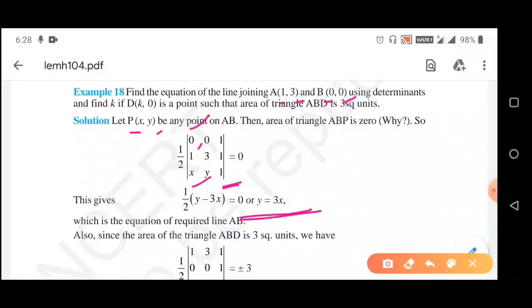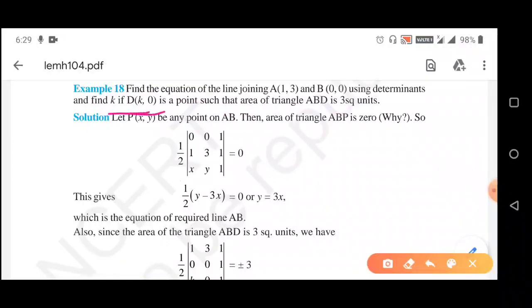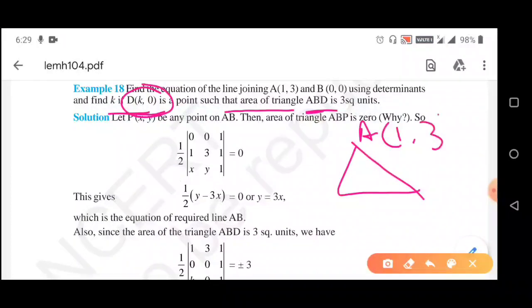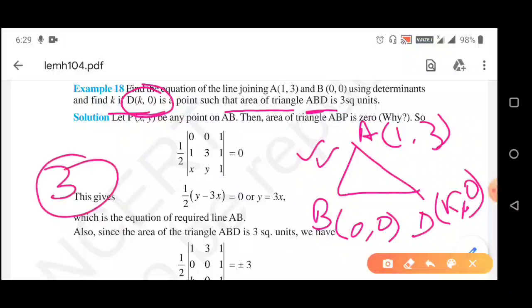Now the next question is find k if D(k, 0) is a point such that the area of triangle ABD is 3 square units. Now one more point is given, point D. So suppose this is the triangle, this is A(1, 3), this is B(0, 0) and another point is given which is D, and this is (k, 0). So the area of this triangle is 3 square unit. We have to find the value of k.